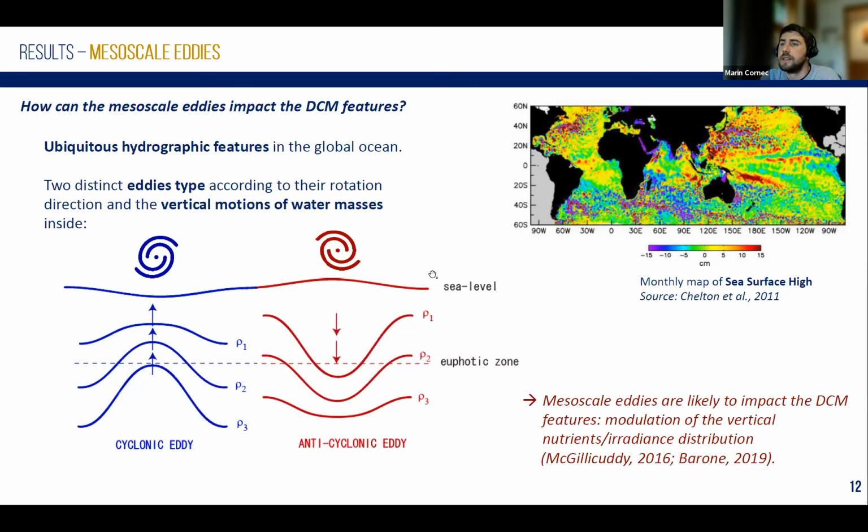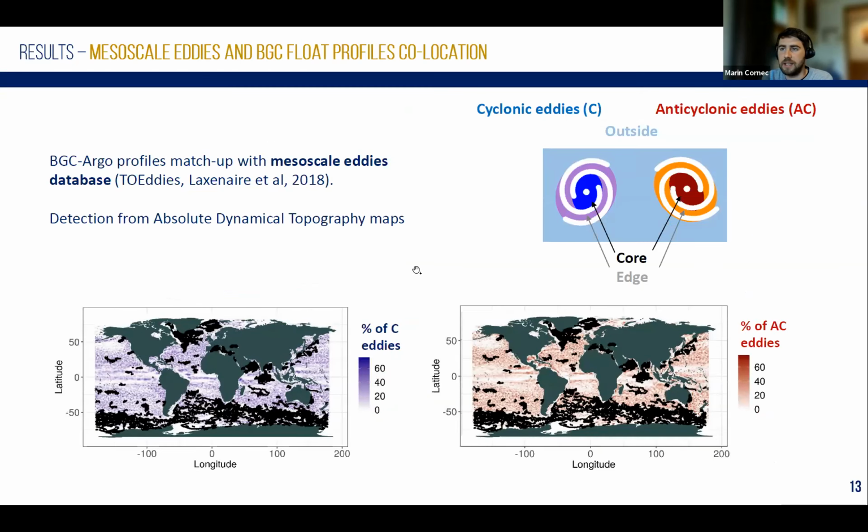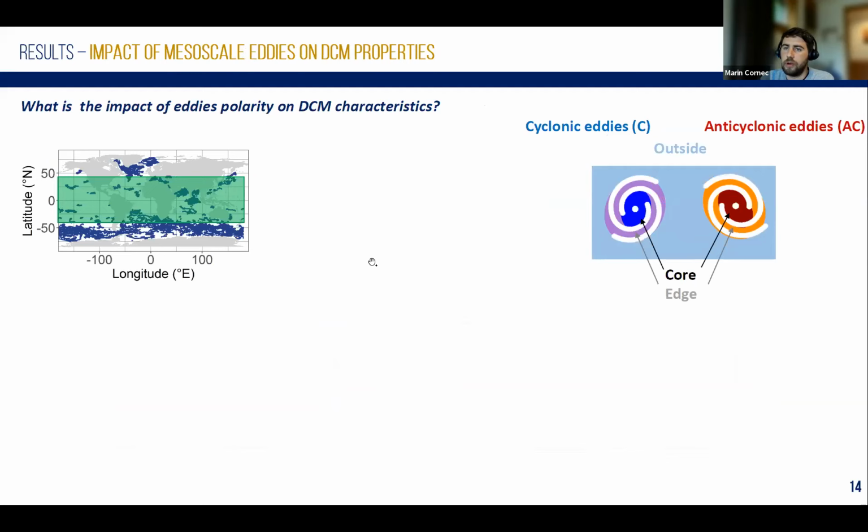aim of this study. For this, we used the BGC-Argo database with the mesoscale eddy atlas, which was developed by Rémi Laxonner from the ENS of Paris, and which is based on a detection from absolute dynamical topography maps. For each profile of the BGC-Argo database, we were able to co-locate it and see whether it was outside eddy influence or inside an eddy, and if inside an eddy, which polarity, cyclonic or anticyclonic, and also its zonation, either in the core of the eddy or in the periphery, the edge section. We focus this collocation on the low latitudes, in the subequatorial and subtropical gyres. And we first look at the impact of the eddy polarities and zonation on the DCM characteristics.